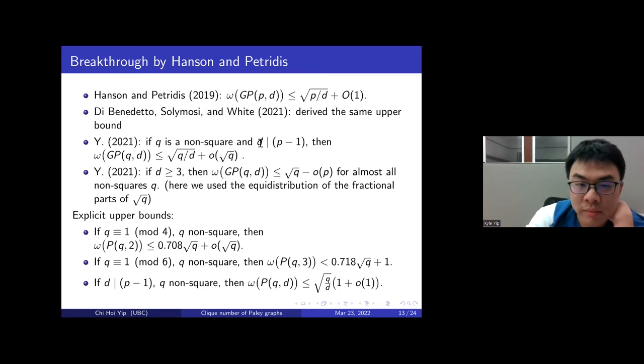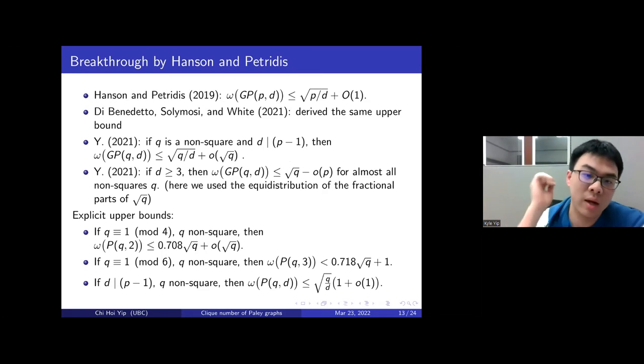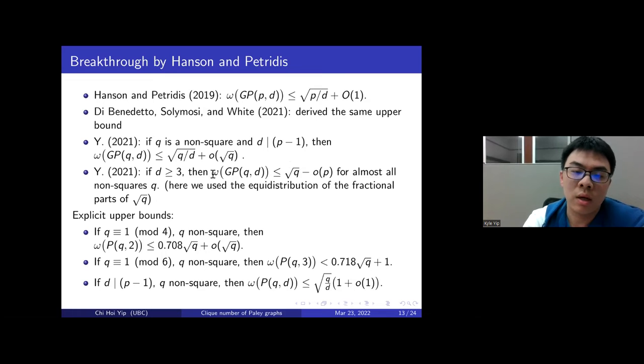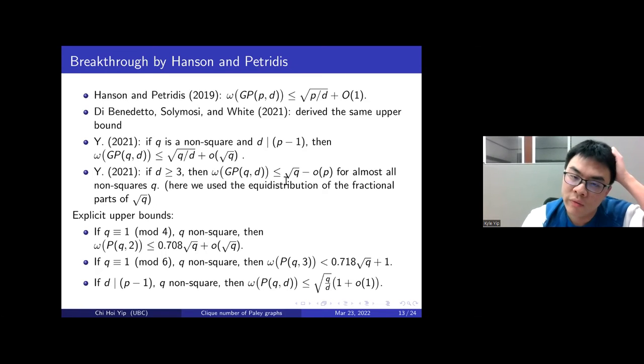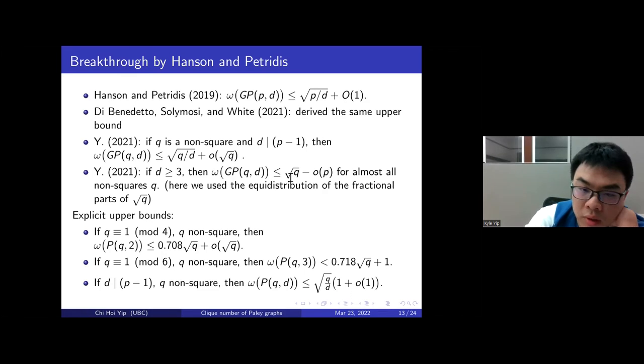And in general, we may not have this nice divisibility condition. So in that case, we can only provide a much worse bound, but it's still much better compared to the trivial bound. So I can show that if we consider generalized Paley graph GP(Q,D), then its clique number is bounded by square root Q minus a function of P, which grows slightly slower than P for almost all non-square Q. So in particular, I can prove that this holds for square root Q minus P to the 0.999, if I take this function to be P to the 0.999.